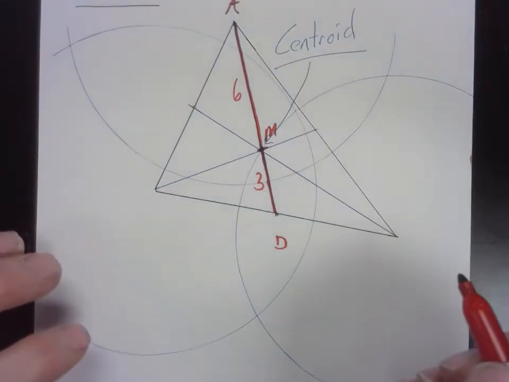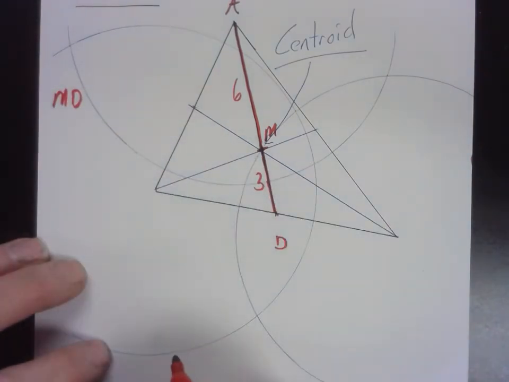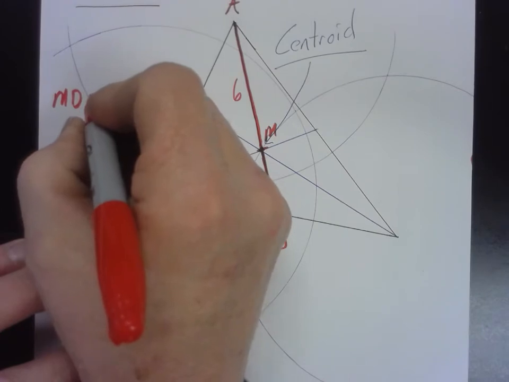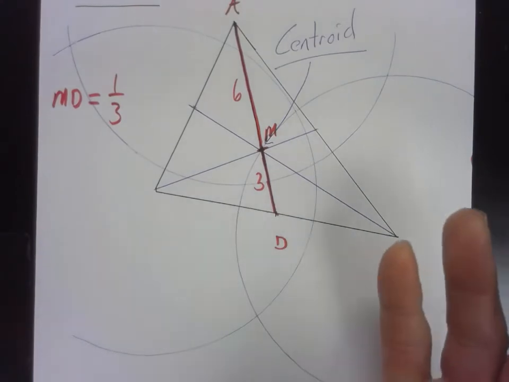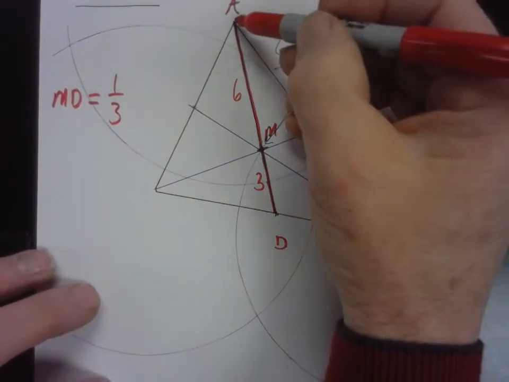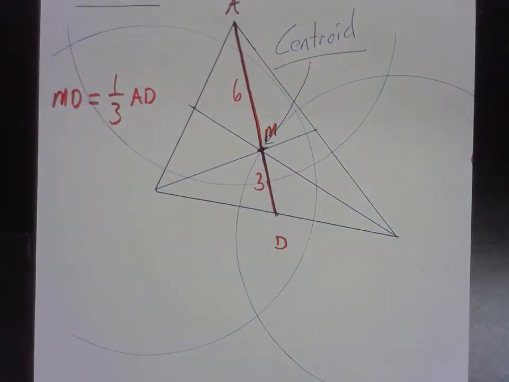So MD, the measure of that segment, what does this mean? It's equal to 1/3 of, what do I mean by of? Multiply of the whole thing, AD, the measure of AD. So that short piece is 1/3 of the whole thing.